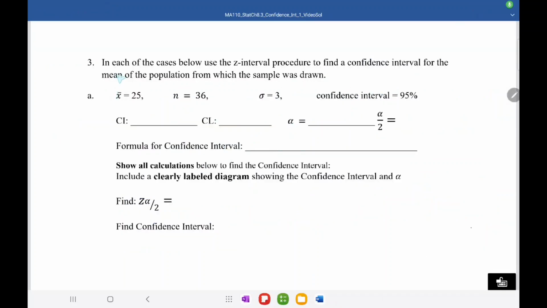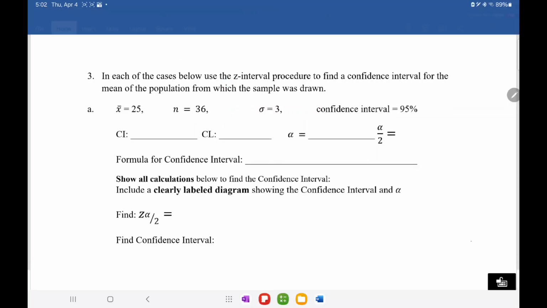Now for question number 3, we are being asked to find a confidence interval from the data provided to us in this question, all right? So it says here, in each of the cases below, use the Z interval procedure to find a confidence interval for the mean of the population from which the sample was drawn. So let's look at the data that's been given to us.